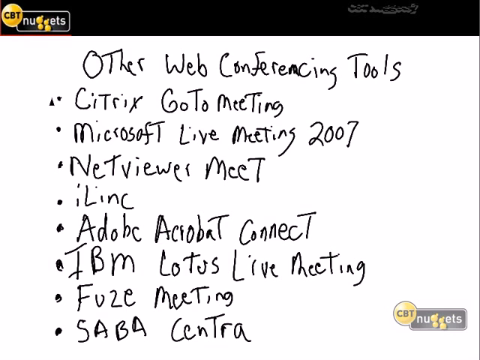But for the most part, you're going to be looking at things like Citrix's GoToMeeting, very good stuff. Microsoft Live Meeting, I've mentioned, 2007 is the latest version. NetViewer Meet, I think it's now 6.0. iLink is running on version 10 or version 11 now. Adobe Acrobat Connect is also good. IBM Lotus Live Meeting. Fuse Meeting is another one that actually works with the iPhone. Many of these do, but I've actually used Fuse on an iPhone. And then Saba's Centra. Again, check out the web. Go to Google or your search engine, type in web conferencing tools.